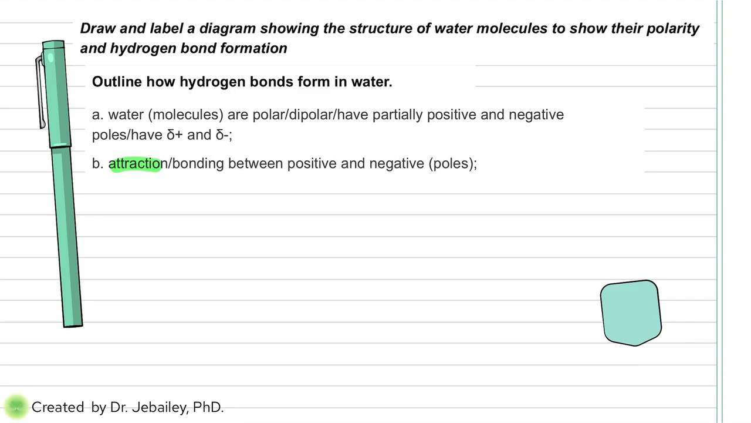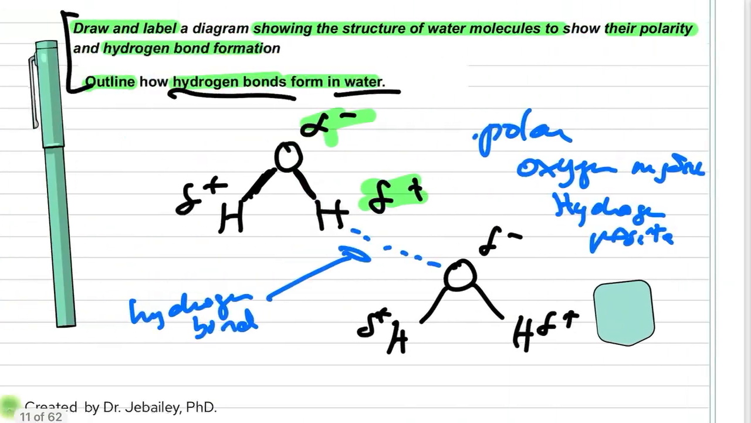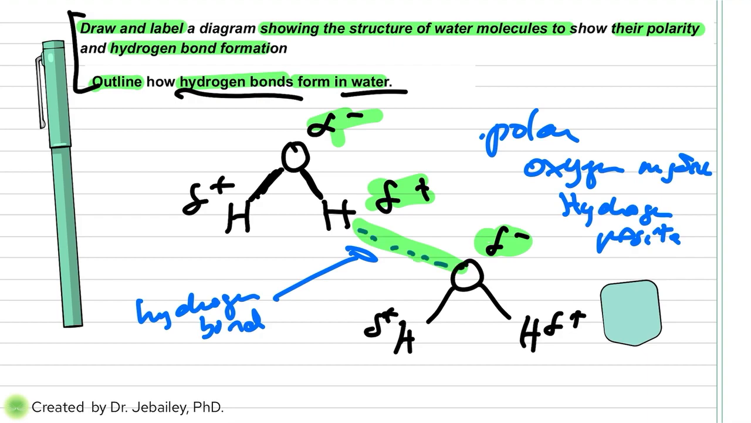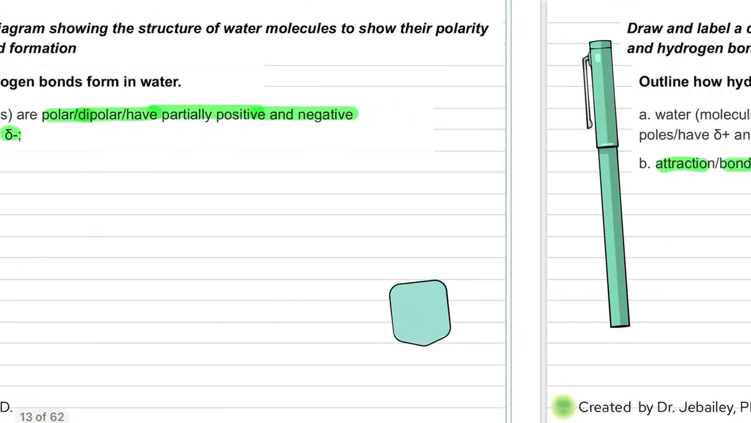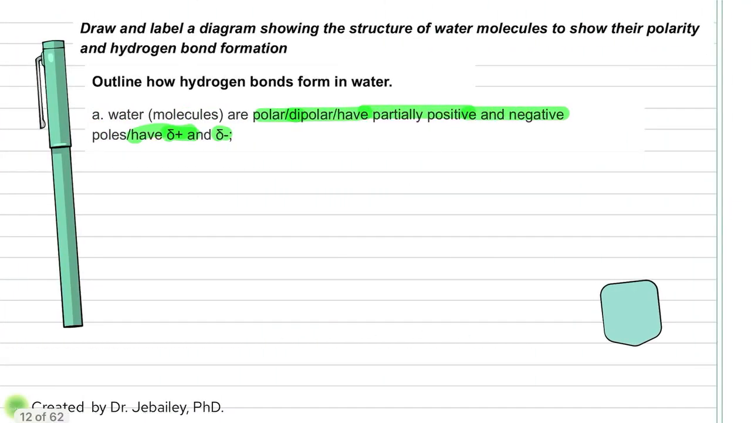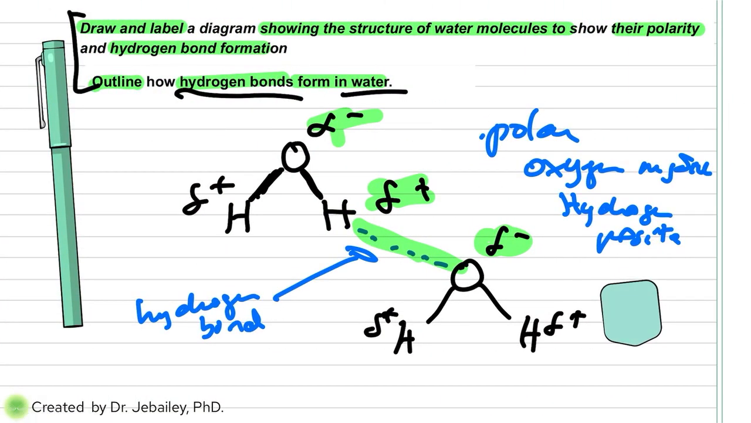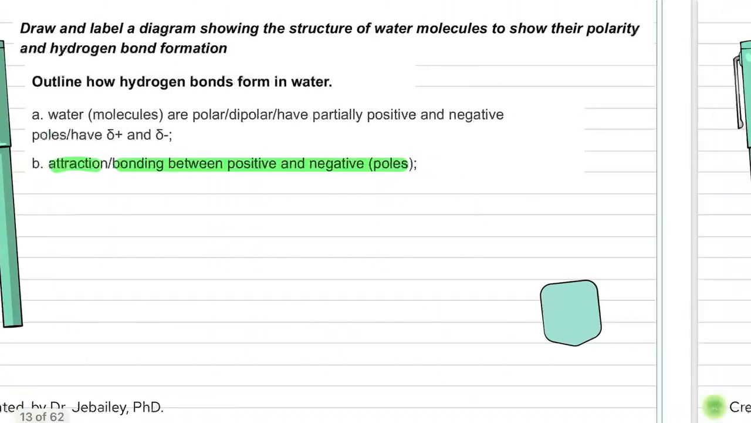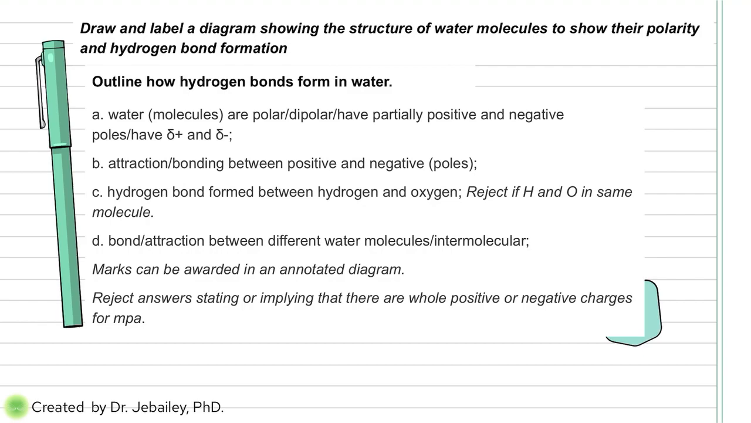Next, attraction or bonding between positive and negative charge poles. So you can see here the attraction between these two. You're showing it in the drawing, that gets you the points. A hydrogen bond formed between hydrogen and oxygen, and reject if hydrogen and oxygen are in the same molecule. As I was saying here, it shows that it's between two different molecules. This is a molecule of water and this is a molecule of water. I showed you right here in the middle, this was the hydrogen bond. They're saying that if you put the hydrogen bond label here, you're not going to get the points. What else? Then we have the bond attraction between different water molecules, intermolecular force.